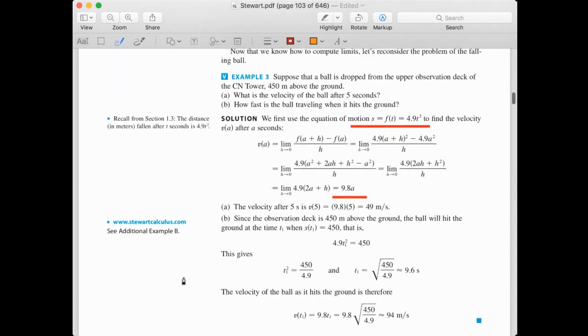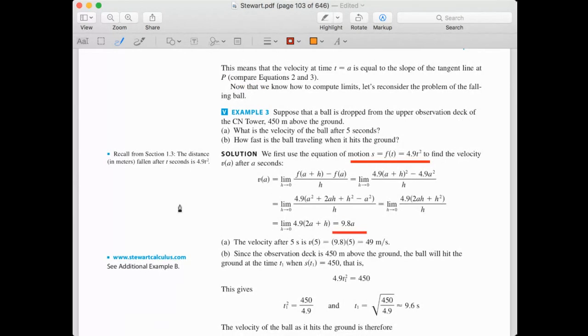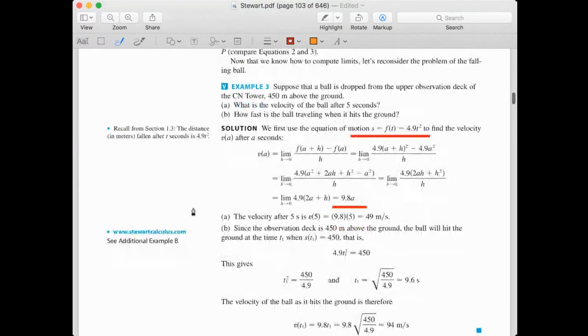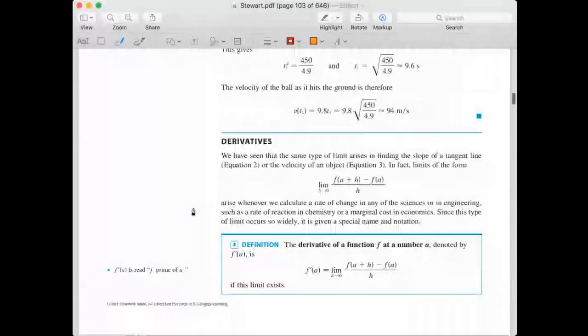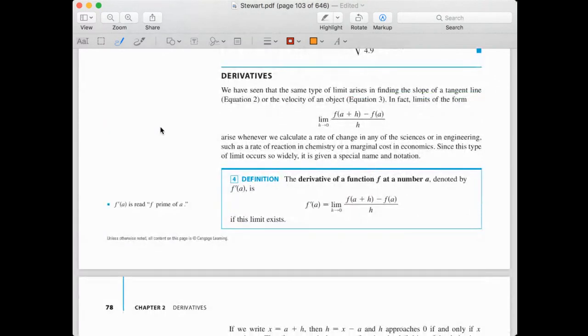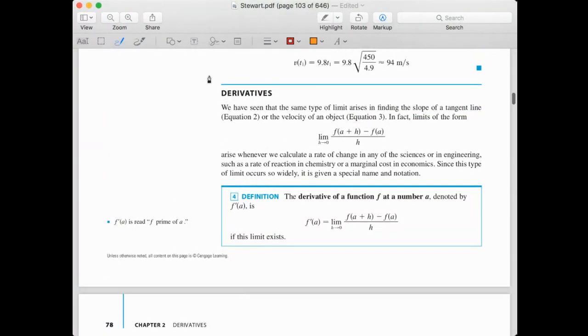Okay, any questions for this one? So the velocity will also use the idea of the limit. Because what is velocity? Velocity is rate of change, right? So we use the definition of slope, rate of change. Now, this is very important. What is the derivative? The definition of the derivative. We said the derivative means rate of change, right? It's a fancy name for rate of change. Now we make a definition of it.